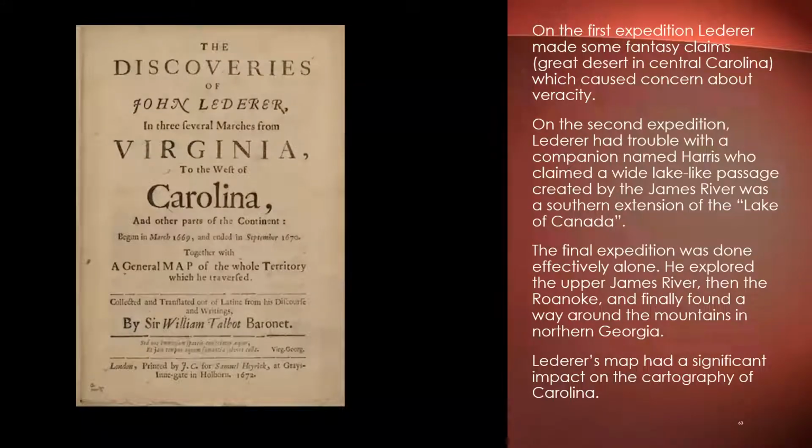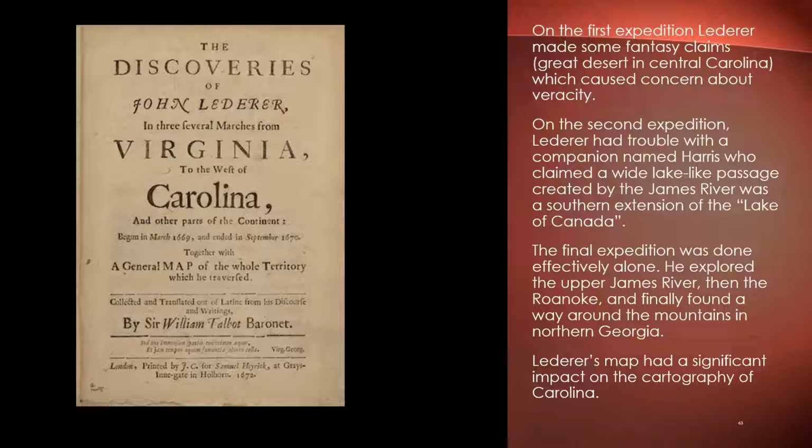In the first expedition, he made some fantasy claims, like there is a great desert in Central Carolina, and that caused a great deal of concern about his trustworthiness. In the second expedition, he had problems with a fellow explorer by the name of Harris, who had a like mind in the sense that he claimed that a wide lake-like passage created by the James River was a southern extension of the Lake of Canada.